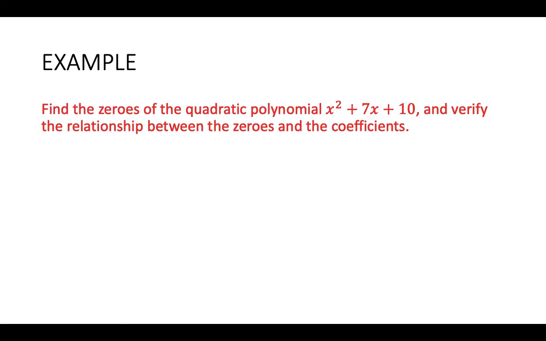Another example, I have taken a question from your NCERT book. Second exercise. First exercise is completely based on finding the number of zeros using the graph method. Second exercise, let us say we have to find the zeros of the quadratic polynomial x square plus 7x plus 10, and we have to verify the relationship between the zeros and the coefficients.